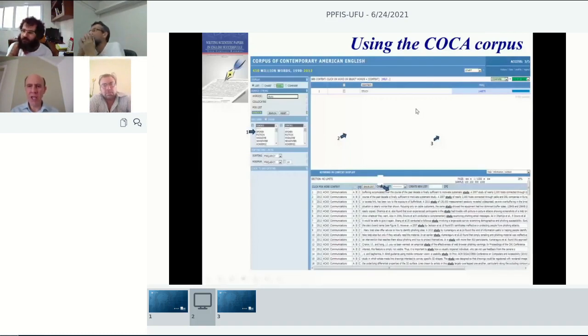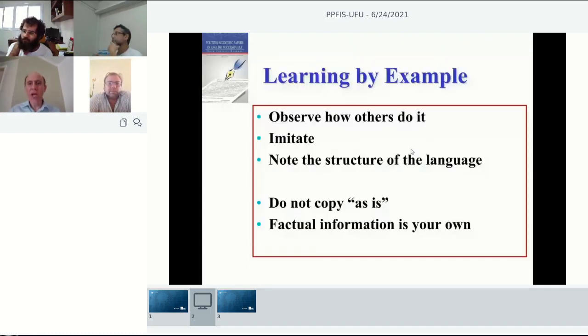So learning by example. You're going to imitate how others do it, but in addition to looking at how the authors say it, how they write something, you also learn the way a paper is structured, the way the sections and subsections are organized. Obviously, you are not going to copy text as is. The factual information is your own. And even though we are learning by example, it has nothing to do with plagiarism.